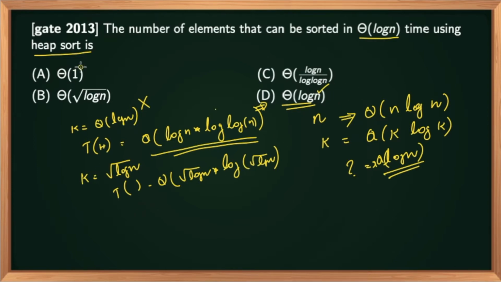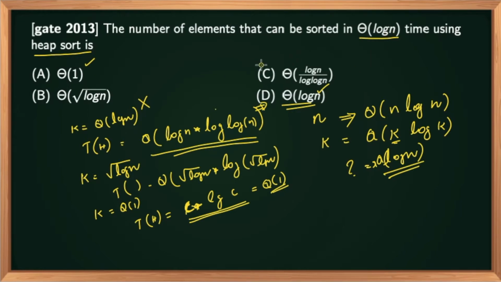Now let me take theta of 1. If k is equal to theta of 1, that's order of 1, then the time complexity of heap sort would be 1 into log 1, where 1 is some constant. So some constant into log of some constant will be a constant. That is actually theta of 1, so this is also not equal to log n.